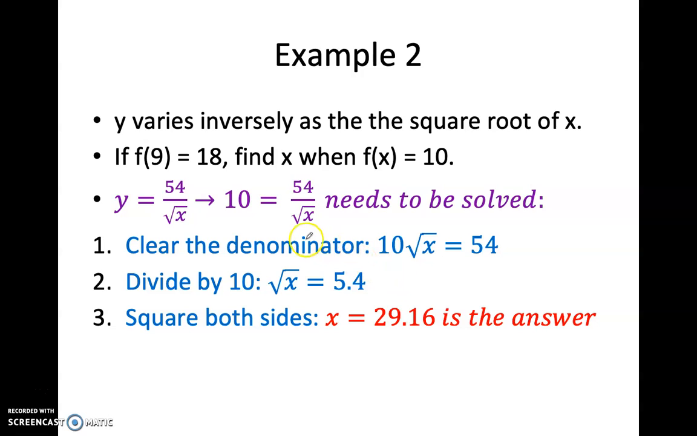So right here again, here's where I put in the 10 for y. 10 equals 54 over radical x. You just need to know how to solve it. One, clear denominator, that means multiply both sides by radical x. Okay, you'll get here. Two, divide by 10, so you're going to divide out that 10, you'll get 5.4 on the right side. And three, square both sides, and you'll get 29.16. It's algebra, algebra, algebra.